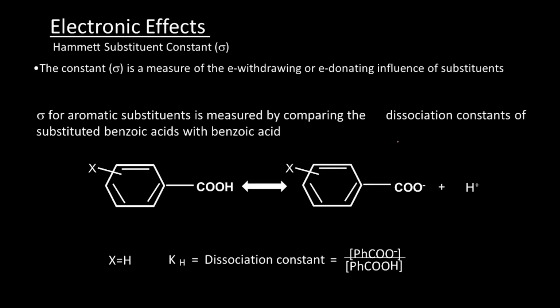blood-brain barrier. Okay, so we looked at the electronic effect. The constant is called sigma, the Hammett substituent constant. It is the measure of the electron withdrawing or electron donating influence of substitutions. Sigma for aromatic substitutions is measured by comparing the dissociation constant of substituted benzoic acid with benzoic acid. So sigma is a ratio of the substituted versus unsubstituted. The dissociation constant is given by the ratio of COO minus to COOH, where COO minus means the anion form and COOH is the acid form. We have read that a long time back.